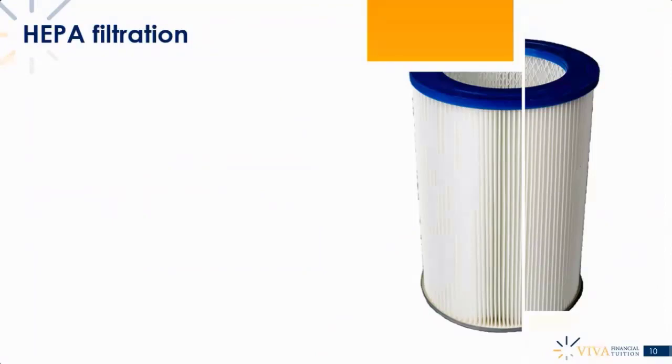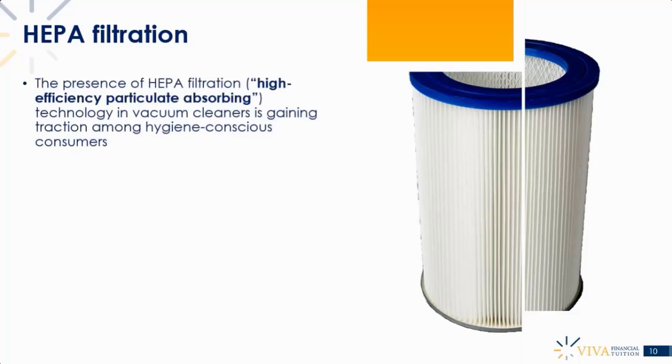Now, this is, I think, an important point, and it's one that's interestingly not really spoken of in the pre-seen document, and I think maybe this is a little trap on the part of CIMA. The fact that they've left this out might be an important oversight in the pre-seen from the perspective of the company that we're dealing with, and this is what's called HEPA filtration, which is really important in the vacuum industry. The presence of HEPA filtration, which stands for high efficiency particulate absorbing, technology in vacuum cleaners is gaining traction amongst hygiene-conscious consumers.